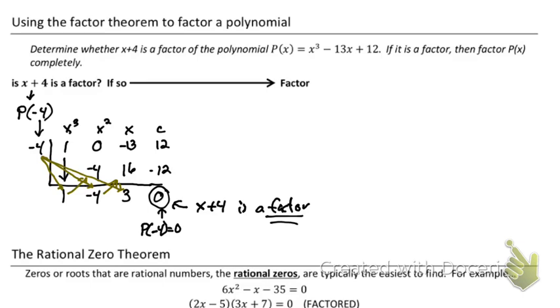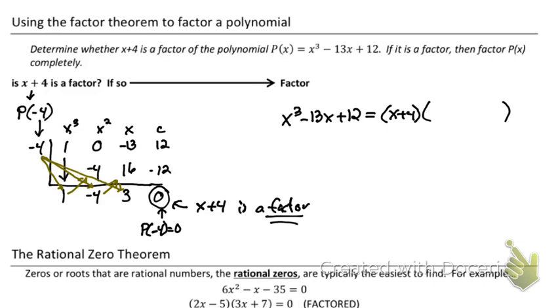Which is kind of a huge deal, because now I can rewrite x cubed minus 13x plus 12 as a factor of two things. I factored out x plus 4. And so now I can have it as x plus 4 times something. Does anyone know what goes in that something? What goes in that something?